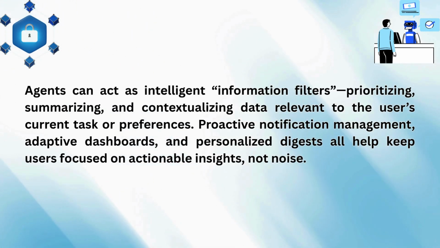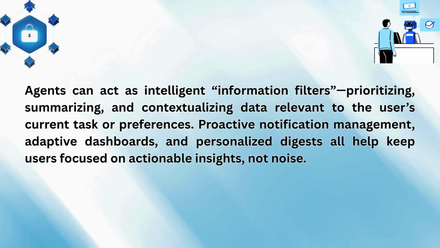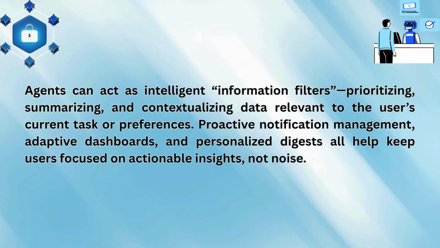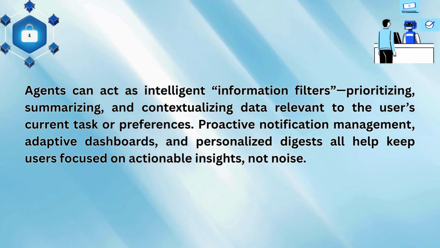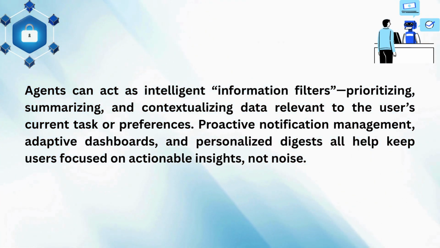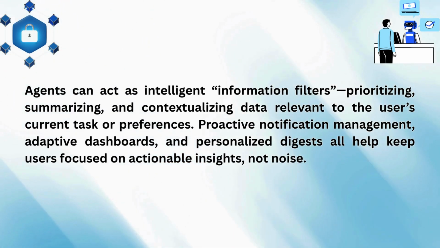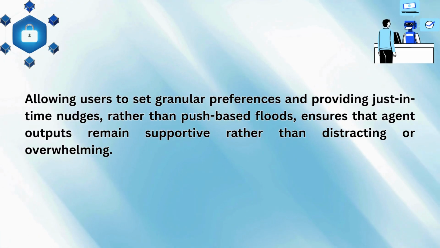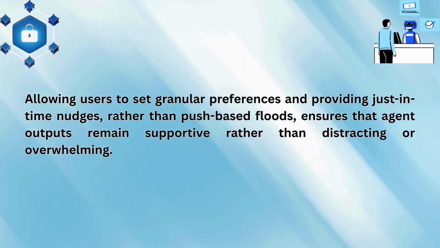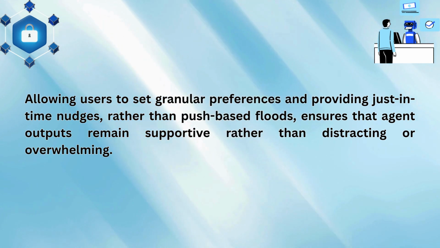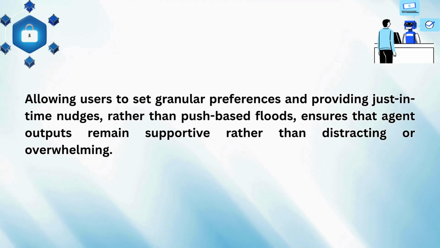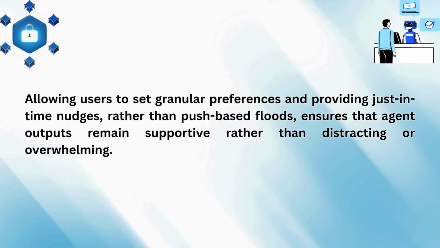How can agents be designed to minimize information overload for users? Agents can act as intelligent information filters, prioritizing, summarizing, and contextualizing data relevant to the user's current task or preferences. Proactive notification management, adaptive dashboards, and personalized digests all help keep users focused on actionable insights, not noise. Allowing users to set granular preferences and providing just-in-time nudges, rather than push-based floods, ensures that agent outputs remain supportive rather than distracting or overwhelming.